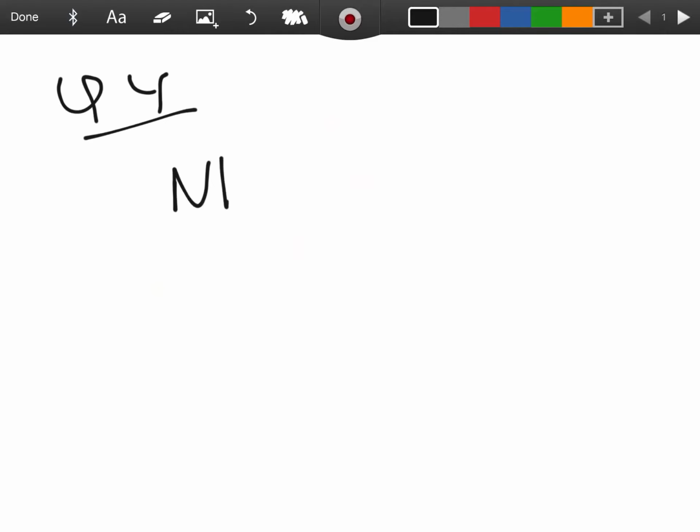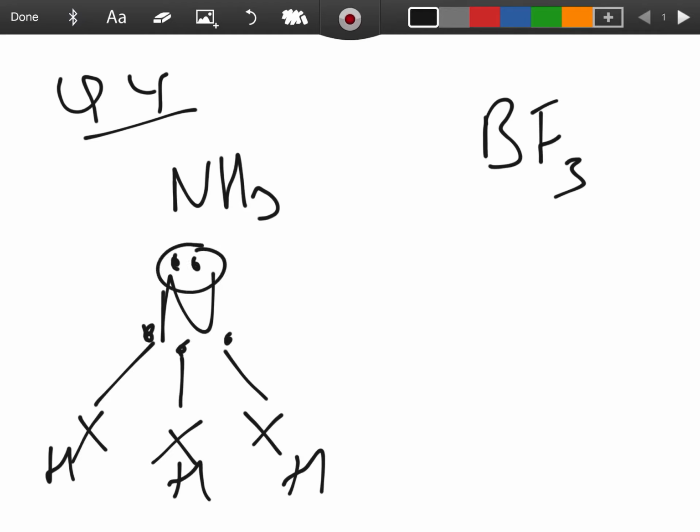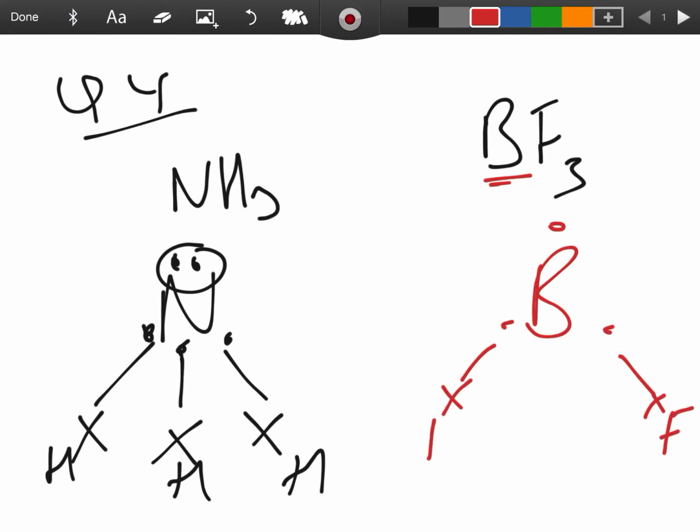Question 4 then asked you to account for the difference in the shape of ammonia and boron trifluoride. Now, if you look up nitrogen in the periodic table, you'll see that nitrogen is in group 5, which means it has 1, 2, 3, 4, 5. Whereas boron, if you look that up, you'll see boron is only in group 3. So you only have 1, 2, 3 electrons there in the outer shell of boron.